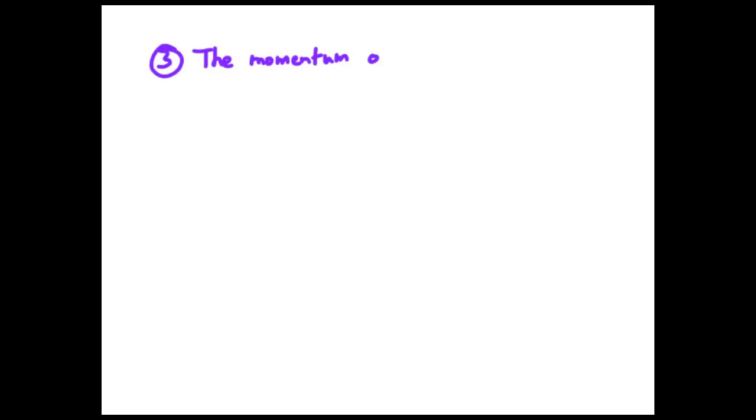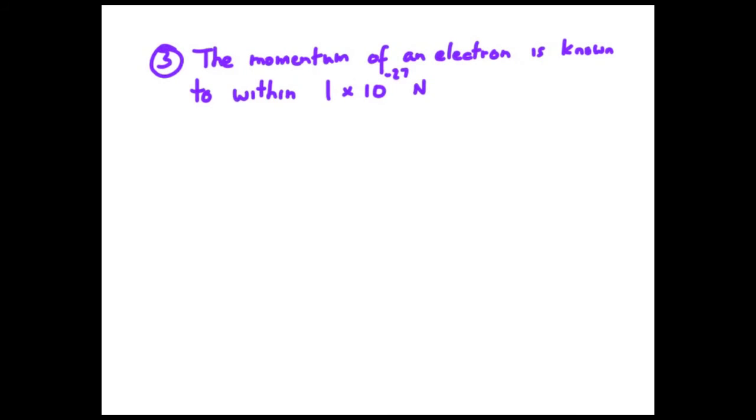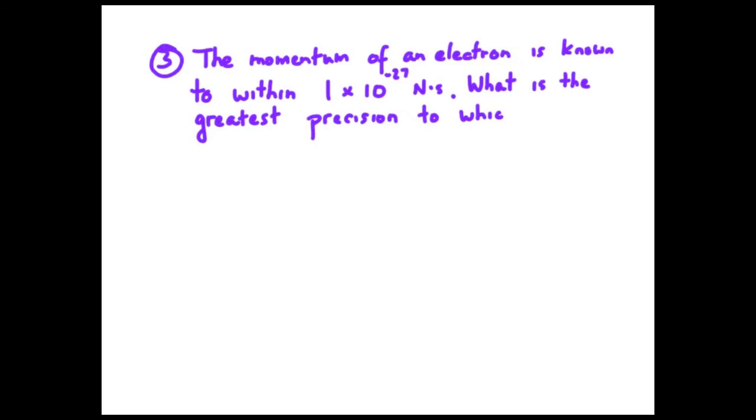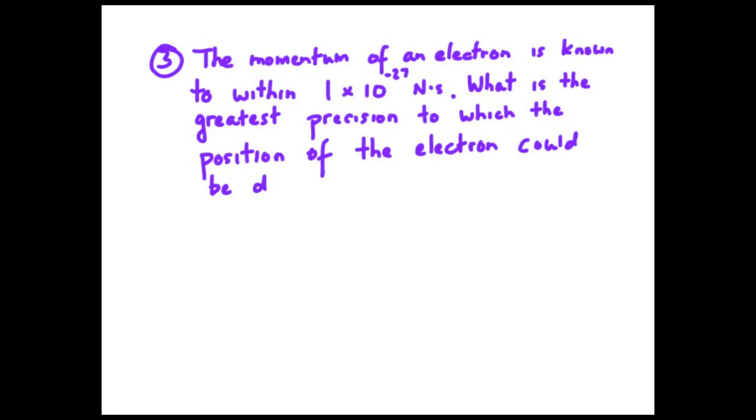Okay, question number 3. The momentum of an electron is known to within 1 times 10 to the negative 27 newton seconds. What is the greatest precision to which the position of this electron could be determined? Okay, Heisenberg uncertainty question. Pause your viewer, pencil and pen, try this one out.